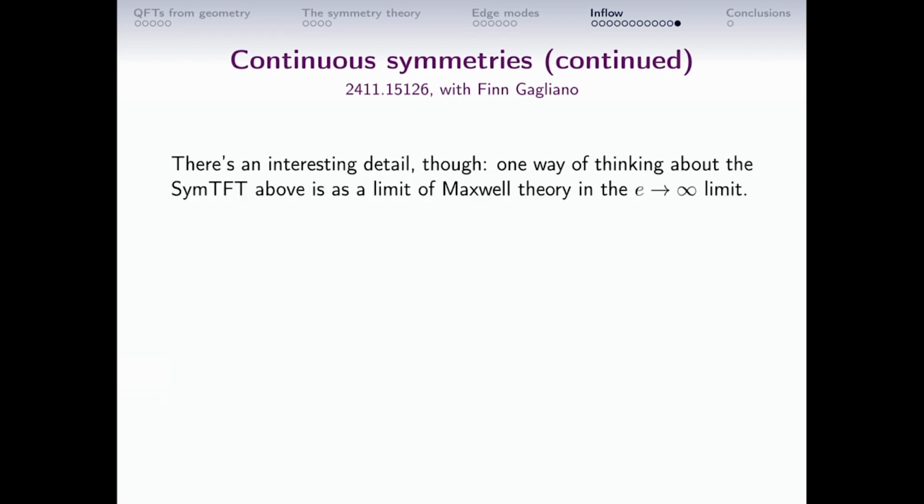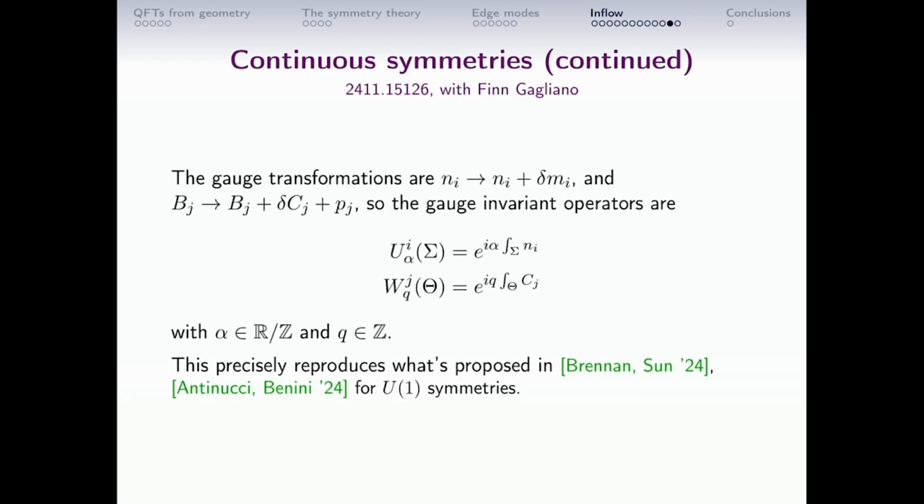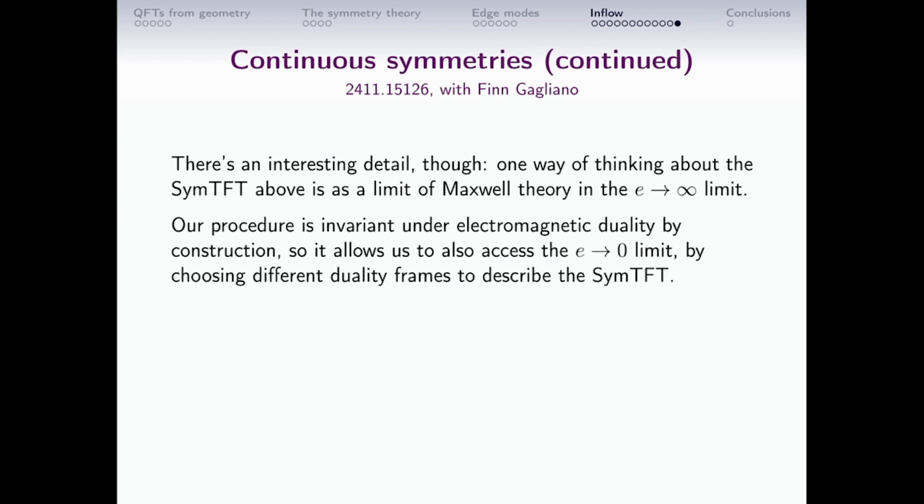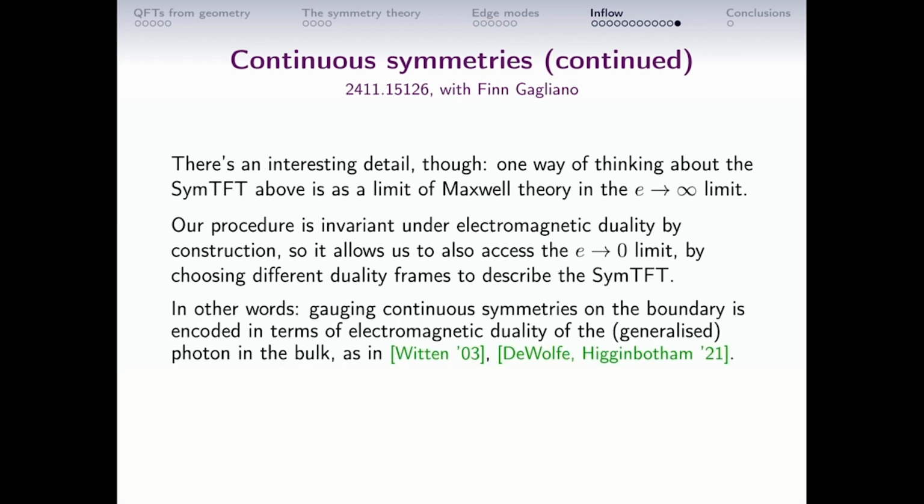One thing that matches when you think about it, but not on the nose, really. One way of thinking about this structure is that this is what remains of Maxwell theory as you go to the infinite coupling limit, the limit in which you kill the kinetic term of Maxwell. But as I emphasized, we really want to work in a way that's electromagnetic duality invariant. So we should be able to access the E goes to infinity limit, and the E goes to zero limit, the opposite limit, if you want, the dual photon becoming topological. And we can do that.